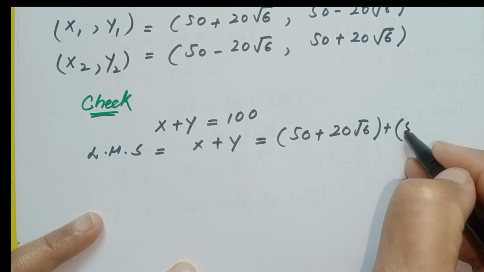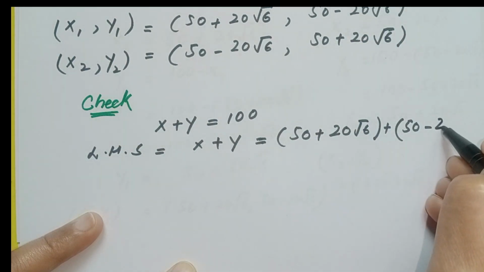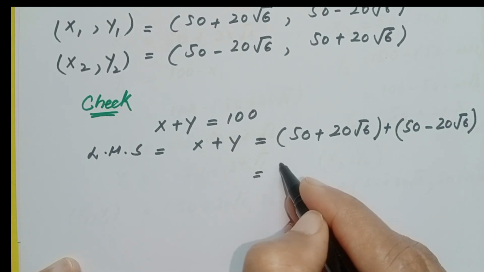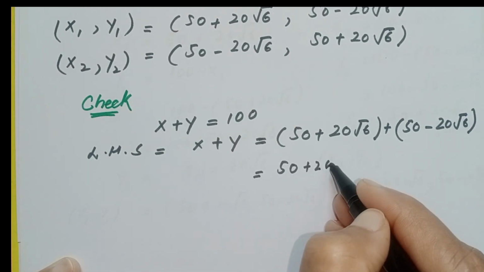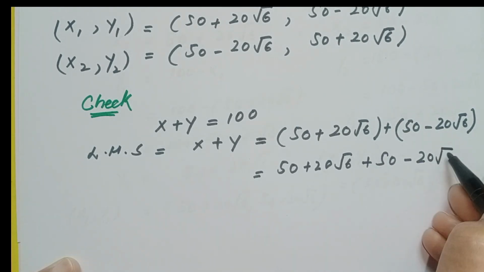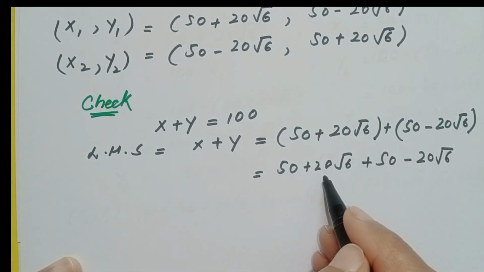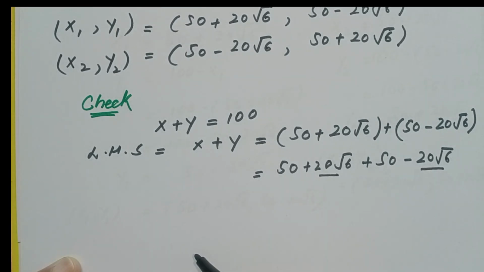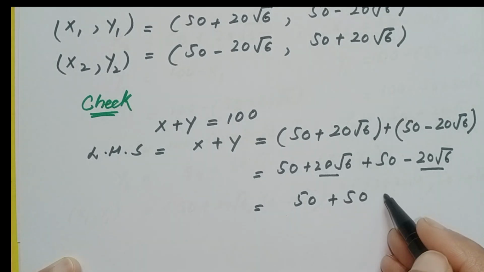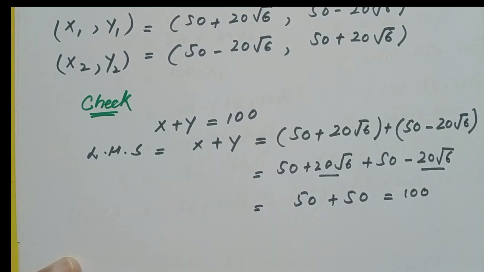plus 50 minus value of y, 20 times square root 6. So here we will open the brackets, the parenthesis: 50 plus 20 square root 6 plus 50 minus 20 square root 6. Here plus 20 square root 6 and minus 20 square root 6 will cancel out with each other, and we will be left with 50 plus 50, which is equal to 100, which is equal to right hand side. So left hand side is equal to right hand side.